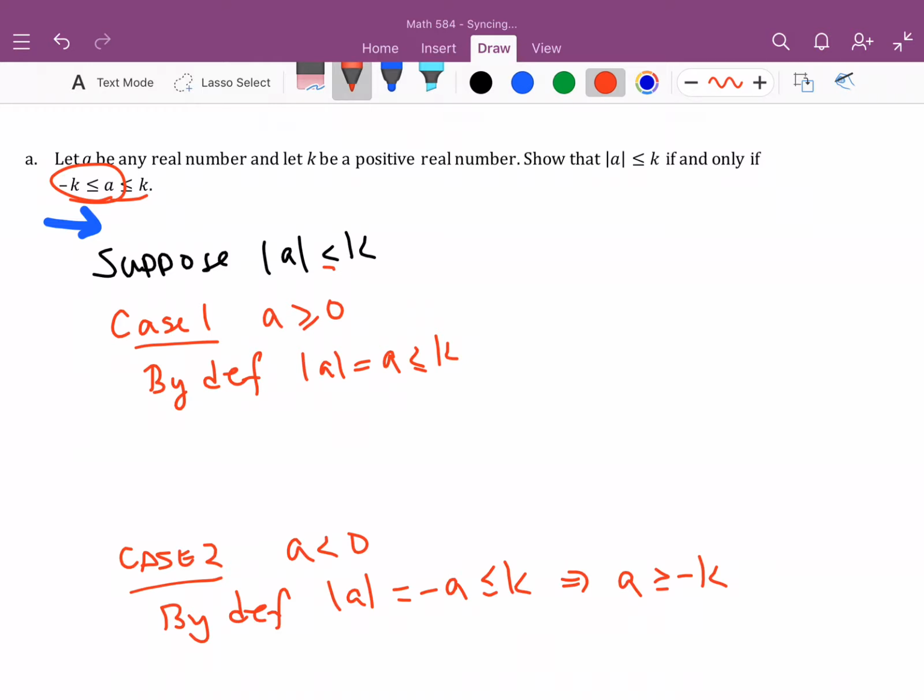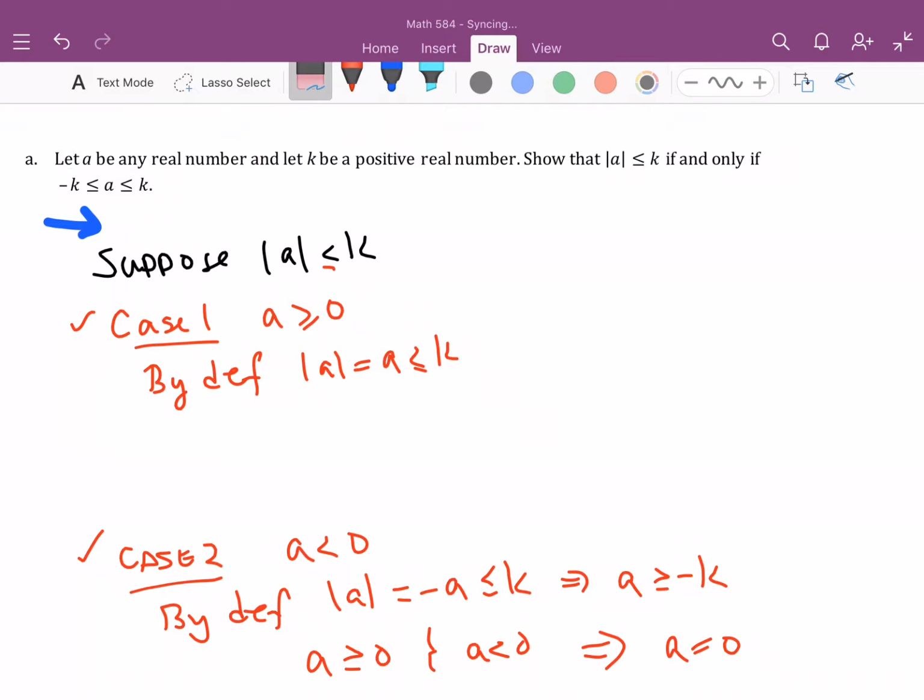But there's a problem with this. In order to get this conclusion, you're saying we have to assume that case 1 and case 2 are both true. According to the logic that most of you used, that means a has to be greater than or equal to 0 and a has to be less than 0. But this just means that a must be 0, and that goes against what I asked you to assume. I asked you to assume that a was any real number. So there's an error in logic, in that you thought these two cases proved a full case.